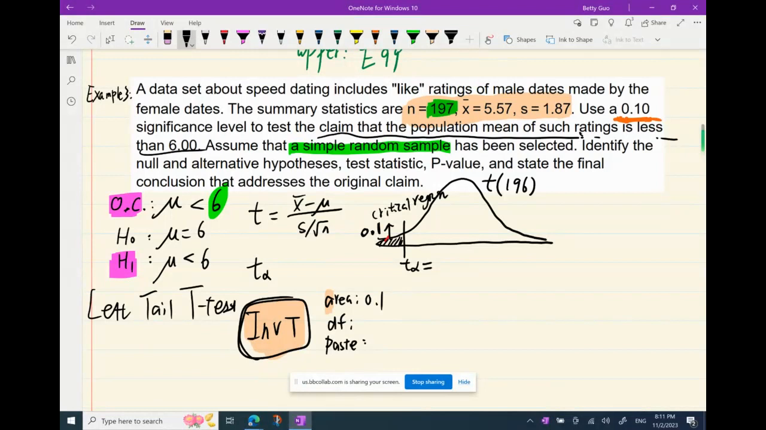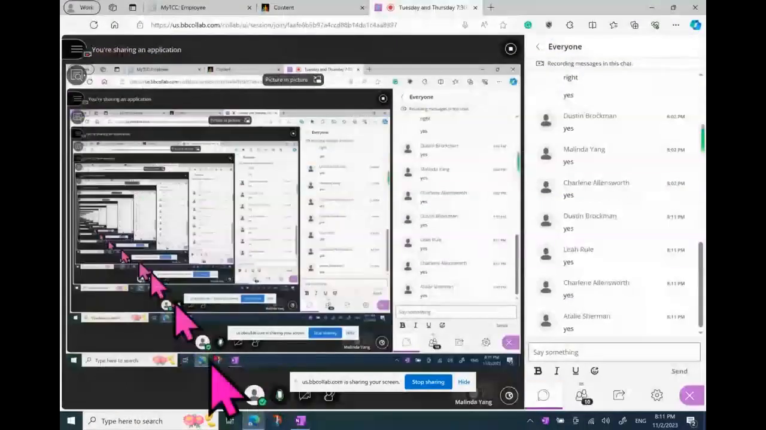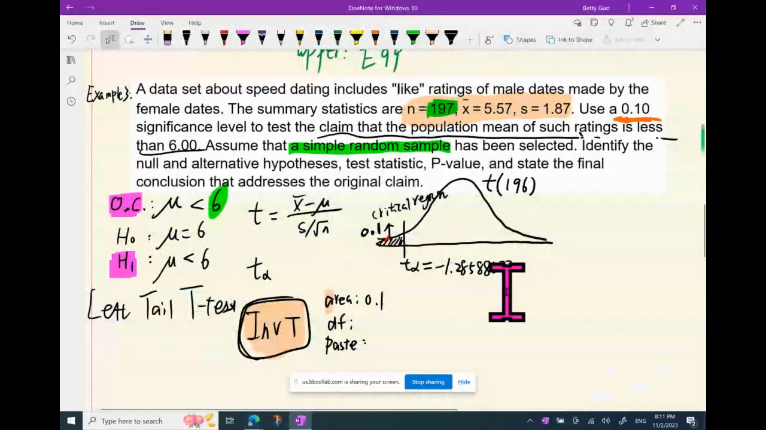And the critical value I got here is negative. It's supposed to be negative, right? Negative 1.285, 88577, right? Do you have the same critical value, guys? Probably yes. Awesome. Very good. Thank you. So we got the critical value found.